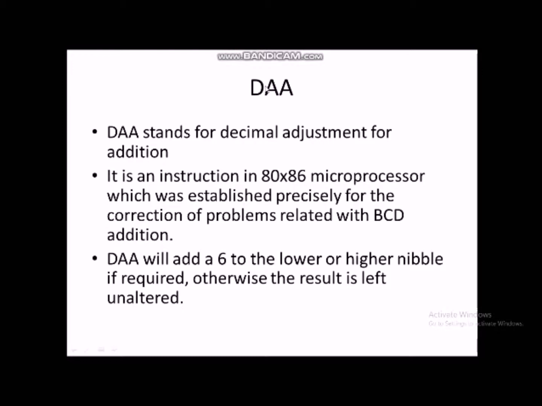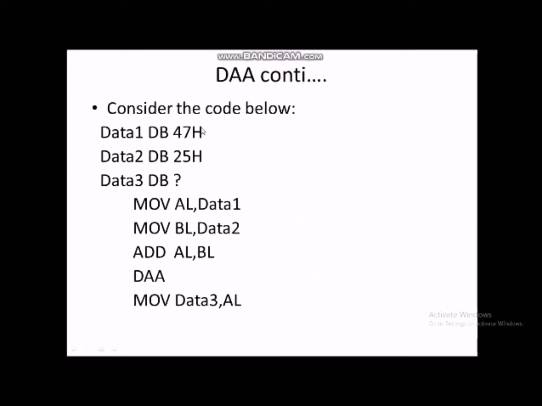Now, in the 8086 microprocessor, the DAA instruction, like we said earlier on, is responsible for this correction. DAA stands for decimal adjustment for addition. DAA will add 6 to the lower or the higher nibble if required. Otherwise, it leaves the results unaltered. So we can check the function of the DAA from this little code here.